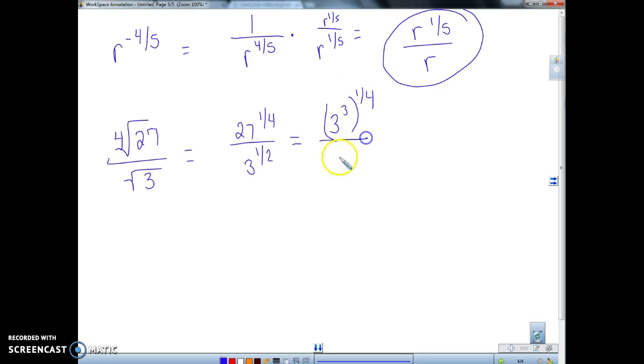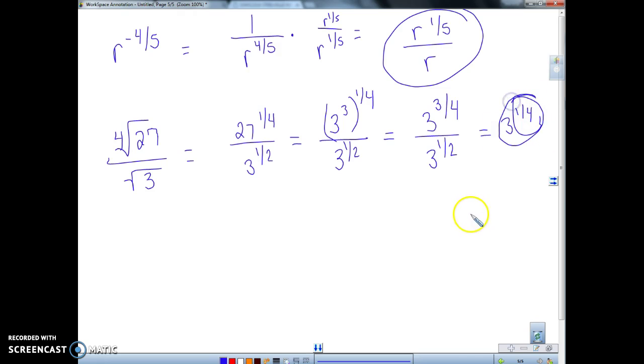Your goal is to have the bases be the same, the bases being the 3 here. You want the numerator to have the same base. And we have a power to a power rule. So we have 3 to the 3/4 divided by 3 to the 1/2. Well, now that they have the same bases, you can subtract them. You subtract their exponents, and you get 3 to the 1/4. There we go.